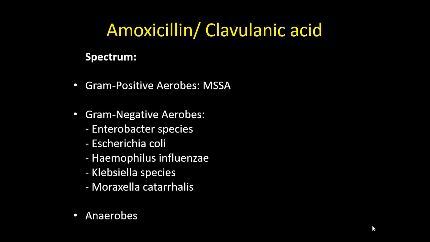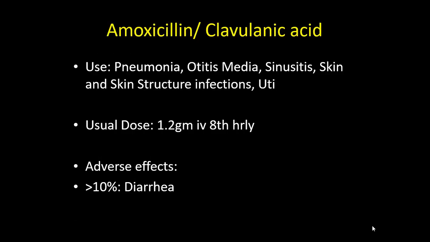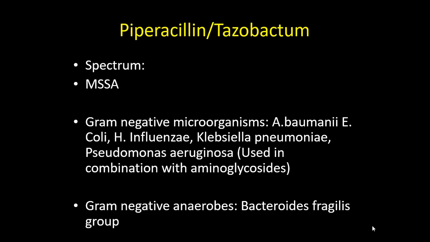Amoxicillin and clavulanic acid is a combination of penicillin and its enzyme inhibitor. Gram-positive aerobes covered include methicillin-sensitive Staph aureus. Gram-negative aerobes include Enterobacteriaceae, that is E. coli, Klebsiella, etc., and Haemophilus and Moraxella. The most common use in our setups is pneumonia, otitis media, and sinusitis, especially. So regarding many of the upper respiratory tract infections, it is highly effective. Adverse effects include diarrhea; otherwise, it is very well tolerated.